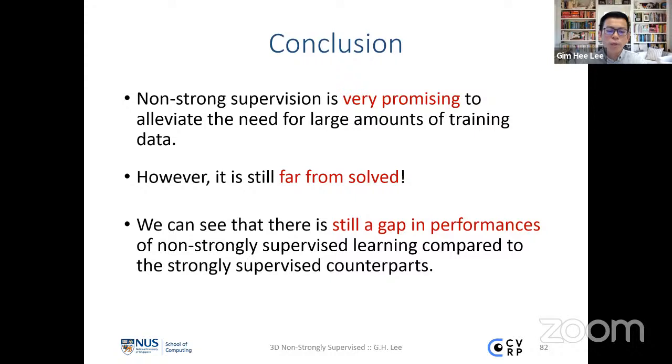So the conclusion is that there is still a long way to go, and I hope that the community will place more emphasis on this particular line of work, so that we can see very promising results, or even very good results compared to strongly supervised learning in the future.